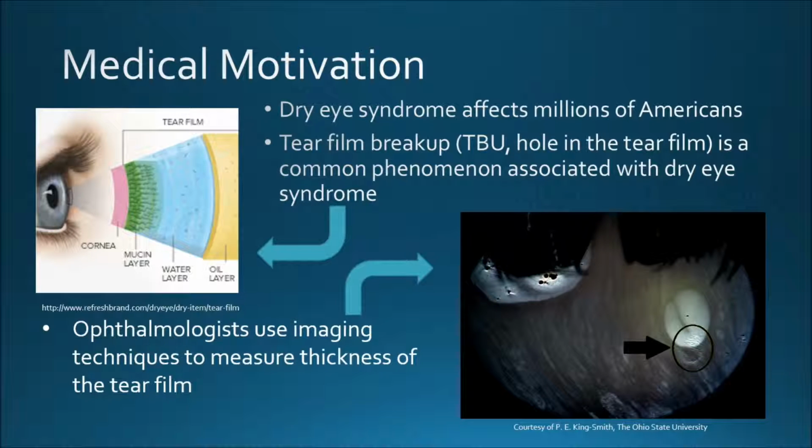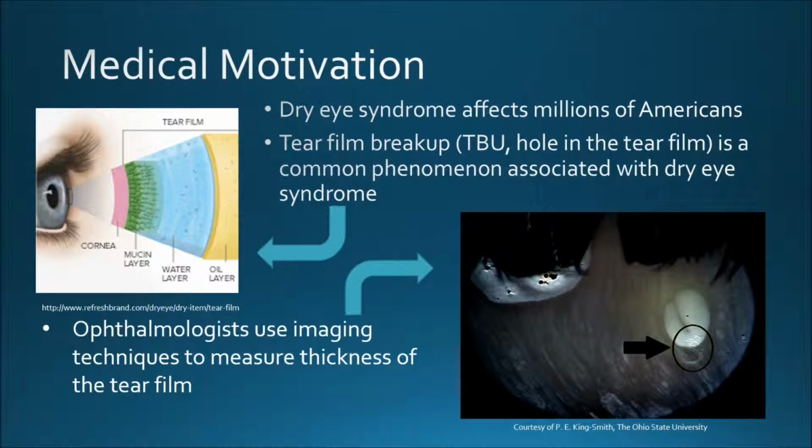When the aqueous layer becomes too thin, tear film breakup occurs. Tear film breakup is a common phenomenon associated with dry eye syndrome, which affects millions of Americans. Living with dry eye syndrome can be painful, but the condition is treatable.